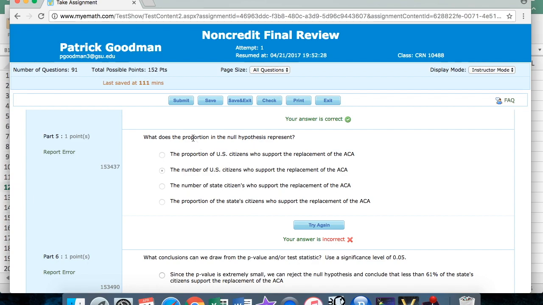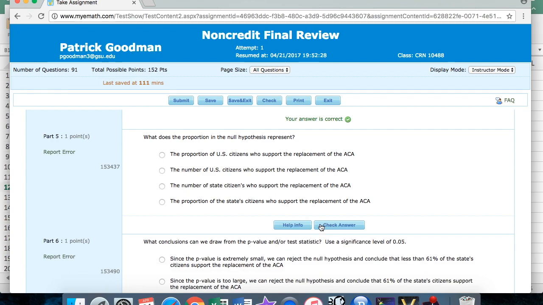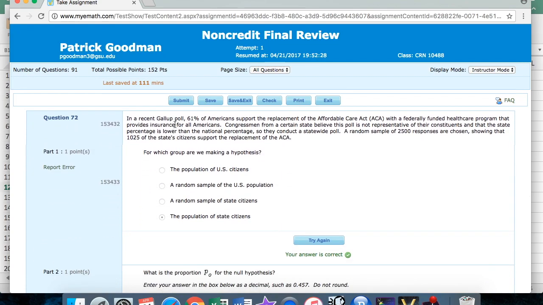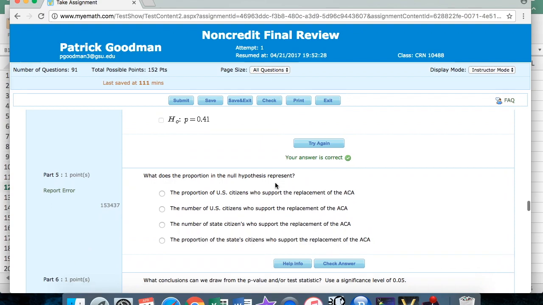It says the proportion in the null hypothesis. Oh, okay. Sorry, I was reading that incorrectly. They're saying this value is the population proportion, but as soon as we start the hypothesis test, the null hypothesis is assuming the proportion of state citizens who support the replacement of the ACA. So as soon as we start the hypothesis test, throw out the idea of the population proportion of U.S. citizens, because now we're talking about the population of the state citizens. So should it be number or state? Now I'll just look.